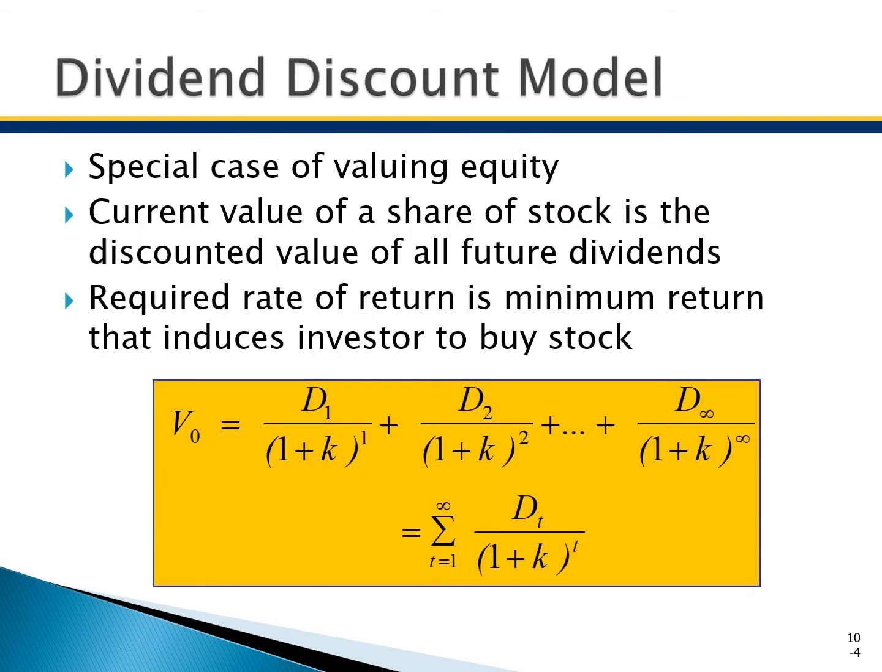Now, dividend discount model, as we have discussed in the fundamental analysis, that the potential cash flow which we will receive from our common stock is the dividend. So for valuing a common stock, we can use a dividend discount model in which current value of a share of stock is the discounted value of all future dividends, and required rate of return is minimum return that induces investor to buy stock.